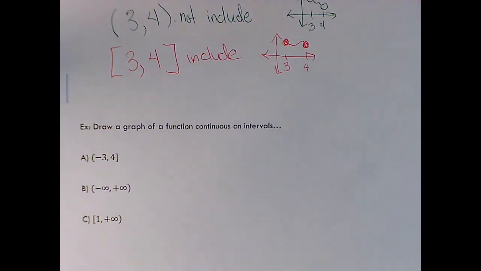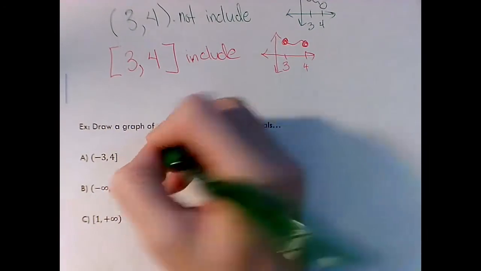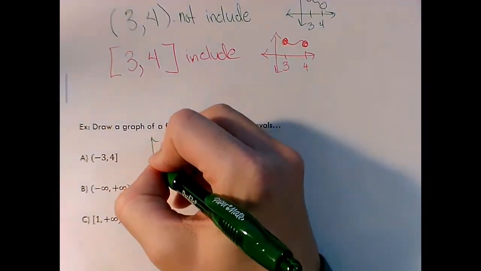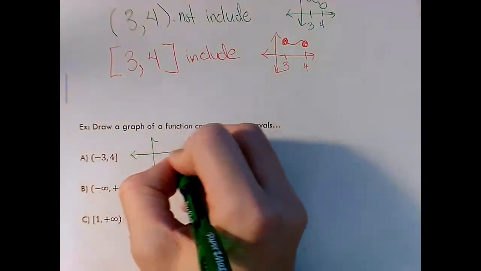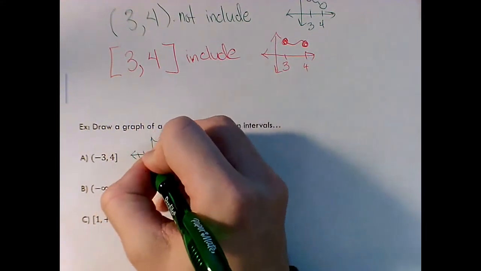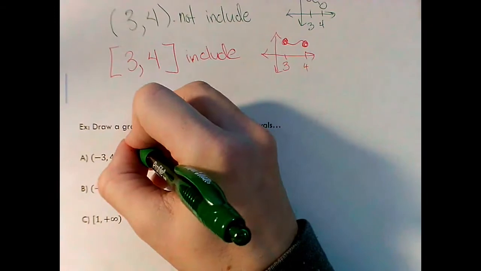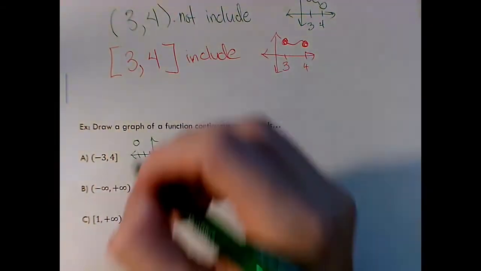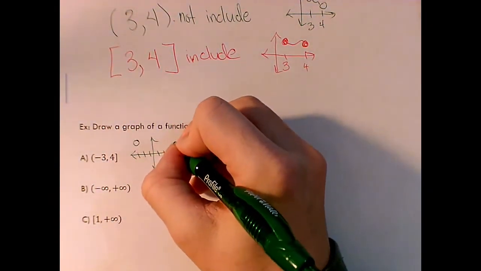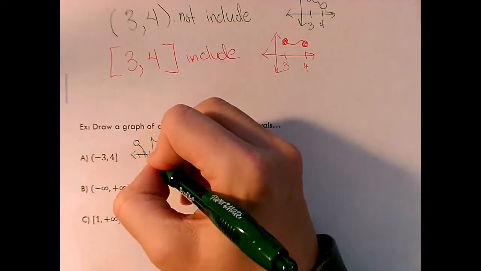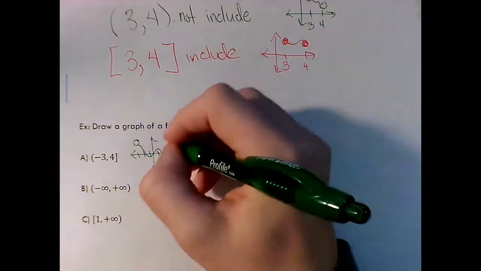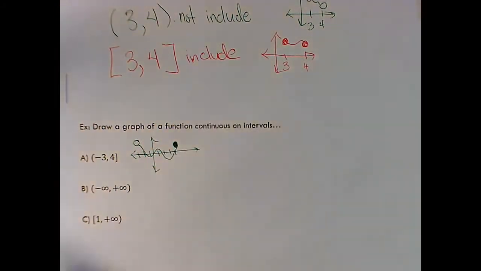So for these problems, for A, B, and C, I'm just going to recreate these. What A is saying is draw a picture that's continuous, which means don't lift up your pen. Draw a picture that goes from negative 3 to positive 4. At negative 3, don't fill in the circle. At 4, fill in the circle. And whatever fun stuff you decide to do in between is up to you. Perfect.